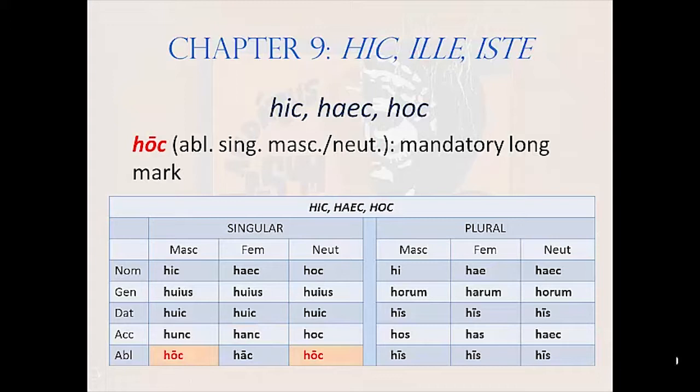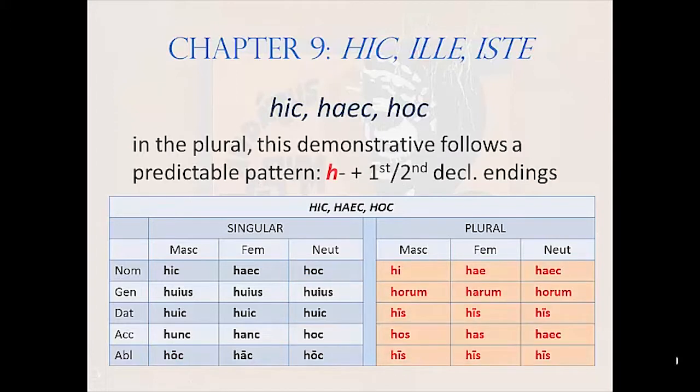The ablative singular is absolutely regular if you understand that the c at the end of all the forms is simply a deictic marker. But please make a note that the long mark on the masculine and neuter ablative singular forms hōc is mandatory. The macron distinguishes those forms from the nominative and accusative neuter singular form hoc.